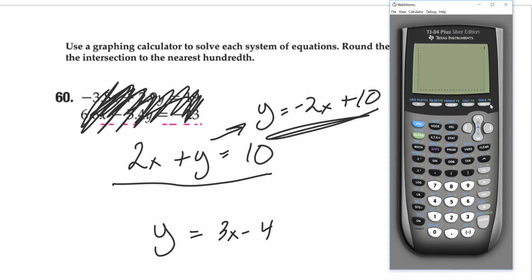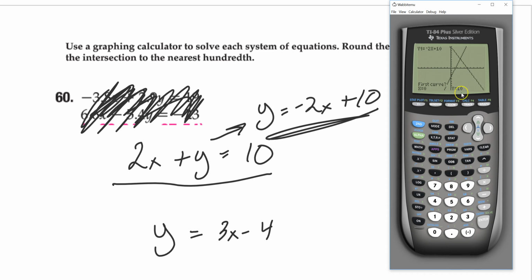Then I'm going to hit graph. Now if you notice, my window is way off because I was doing a little movie magic. I was doing the stat plot, the scatter plots, a little while ago. So I've got to fix my window. The easiest way to fix your window is to press zoom and standard. That gets you back to normal, negative 10 to 10 on both axes. And you get a graph like that. I'm going to figure out where they cross right there. So I'm going to hit second, calculate, and look for intersect. That's where they intersect.